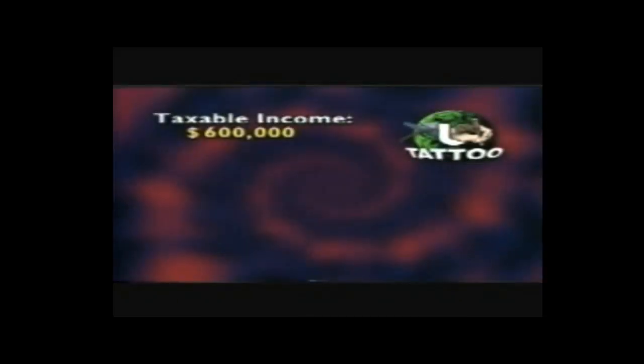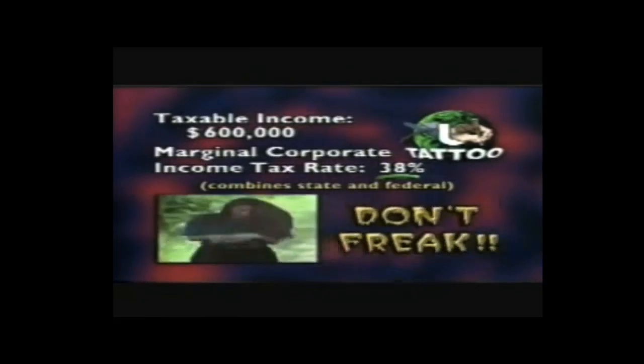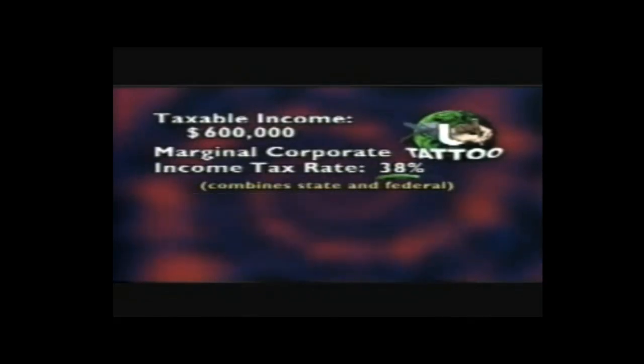It had a taxable income of $600,000. Let's also assume that the marginal corporate income tax rate for this year is 38%. Finance people call taxes marginal to kind of combine state and federal and everything else, so we do it too. So don't freak. 38% of Tattoo U's income is paid to Uncle Sam.